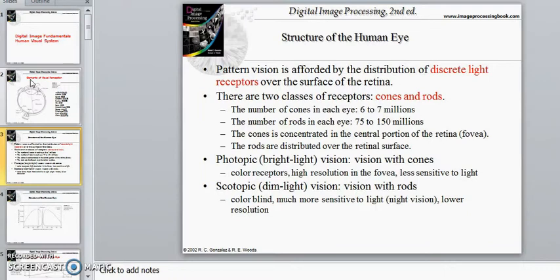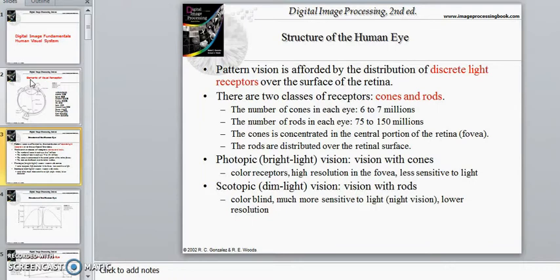No photoreceptors are found at the point where the optic nerve attaches to the eye. So that point is called the blind spot, and we cannot perceive anything there. Since rods are more responsive to light than cones, we can identify three types of vision depending on the amount of light that reaches the eye.